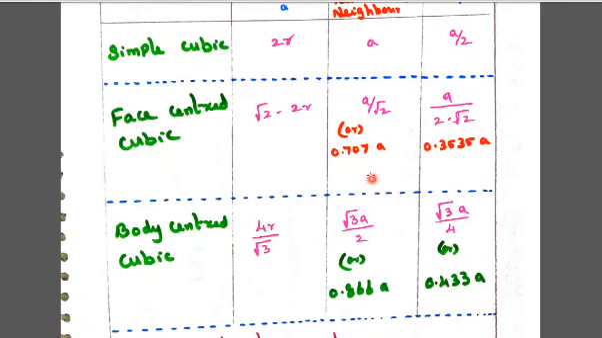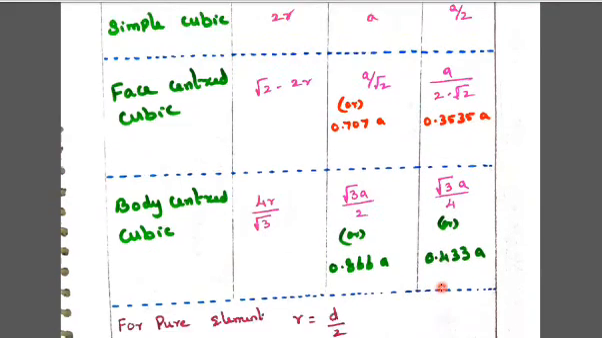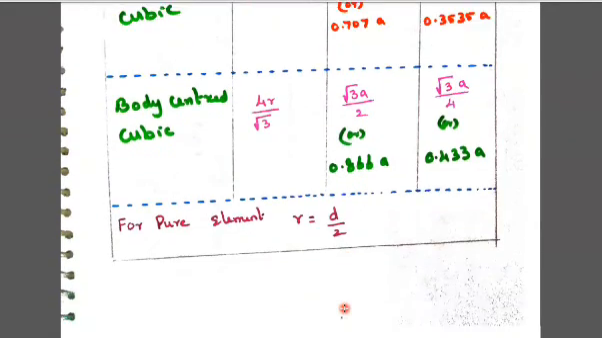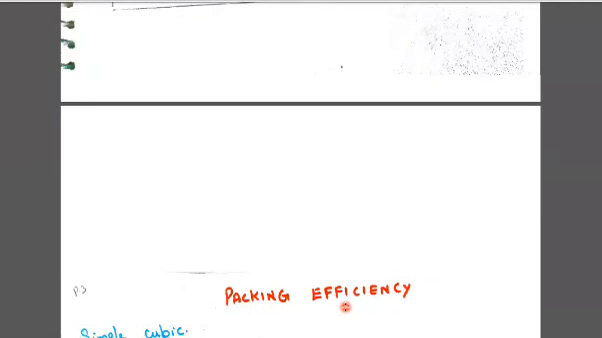It's very easy to remember this. Here 0.7 for FCC, 0.8 for BCC. Here 0.3 for FCC and here 0.4 for BCC. Please learn all the values by heart. For a pure element, the r value is equal to d by 2. Thank you, students.